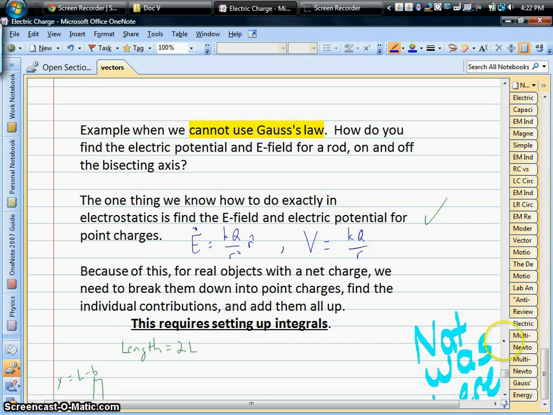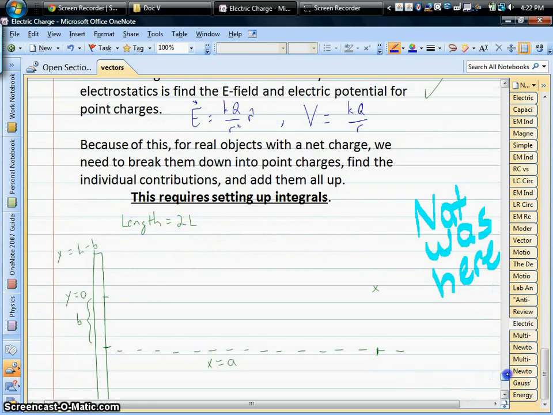So the thing is, when you have real objects, okay, note this little thing, my daughter wanted to make sure that you knew that she was here.